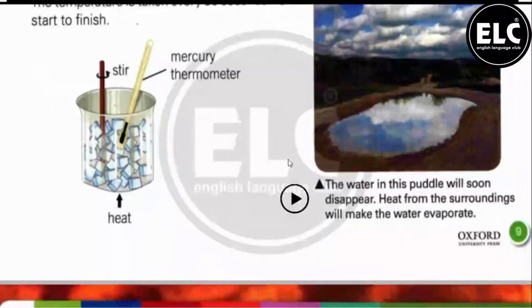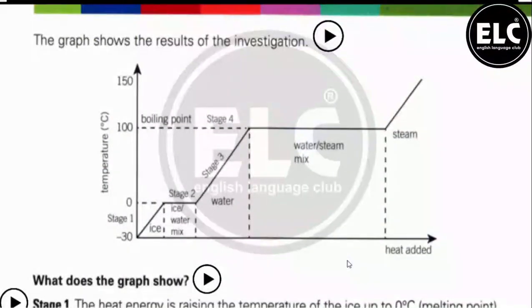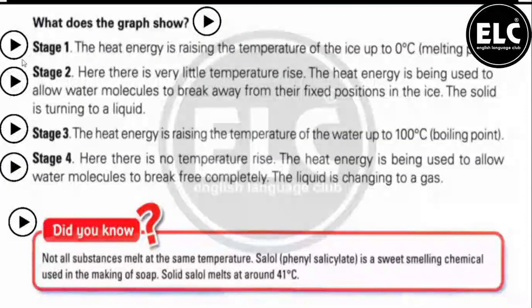The water in this puddle will soon disappear. Heat from the surroundings will make the water evaporate. The graph shows the results of the investigation. What does the graph show?